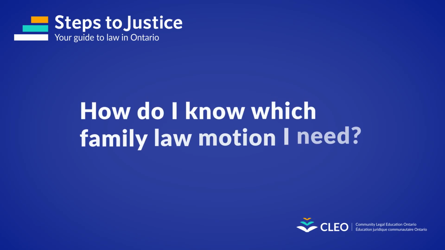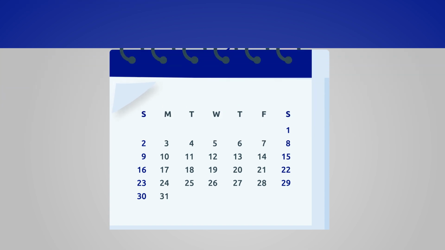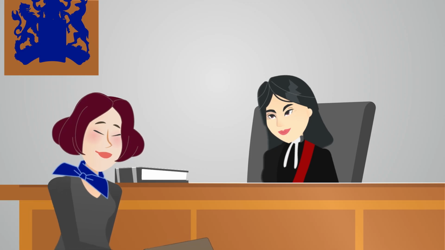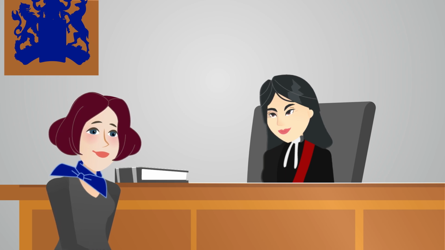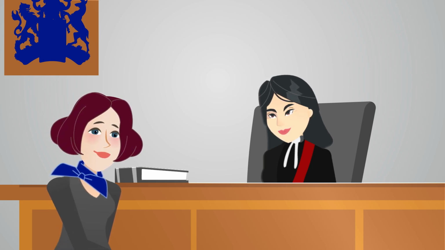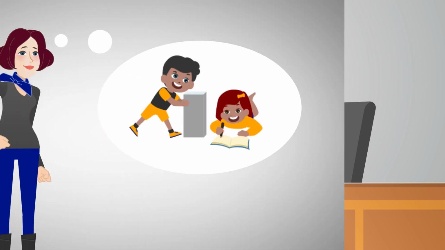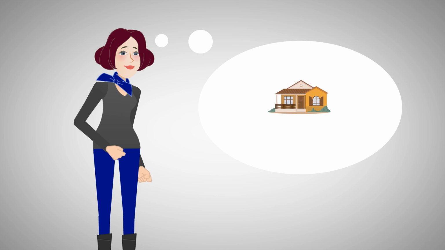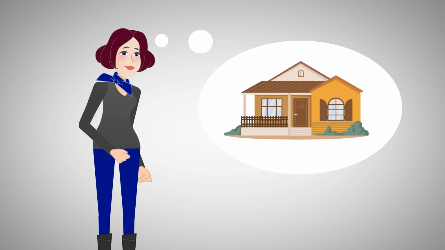This video explains the types of motions you can bring in family law. Because it can take a long time to get a final court order, a motion lets you ask a judge for a temporary order to deal with specific issues, usually before trial or without a trial. For example, you might need a temporary order for child or spousal support, or you might need a temporary order about where your child will live so you can find a school for them.